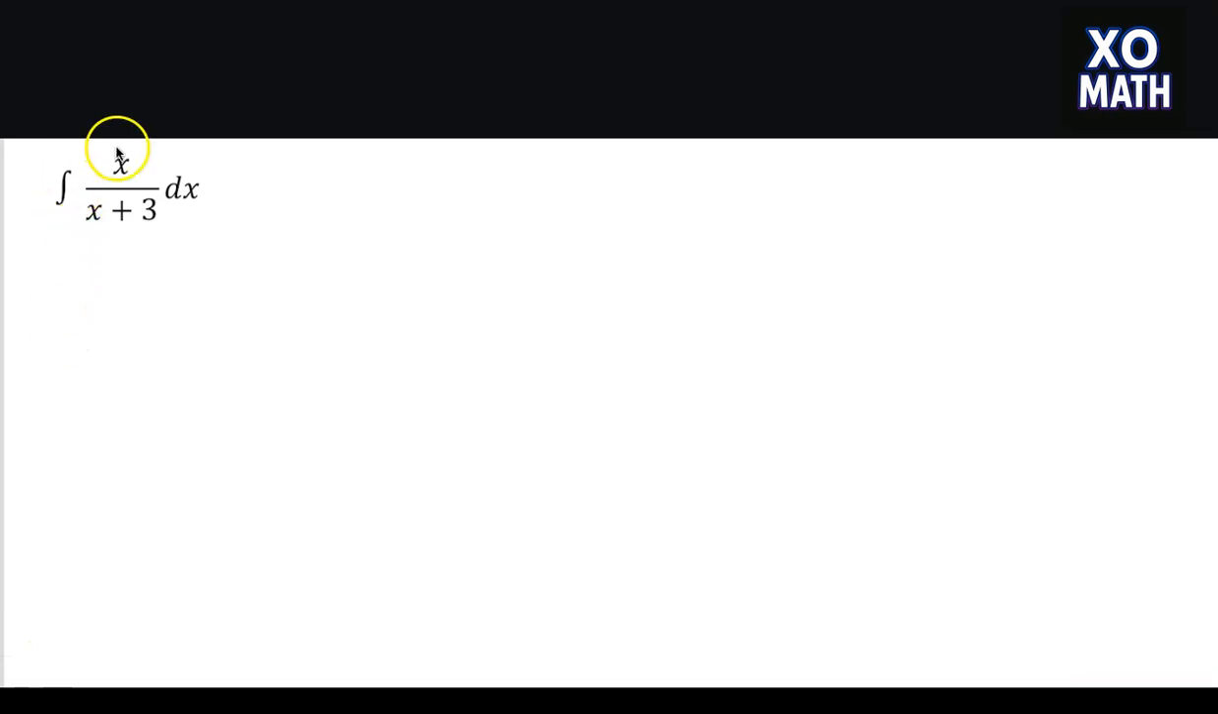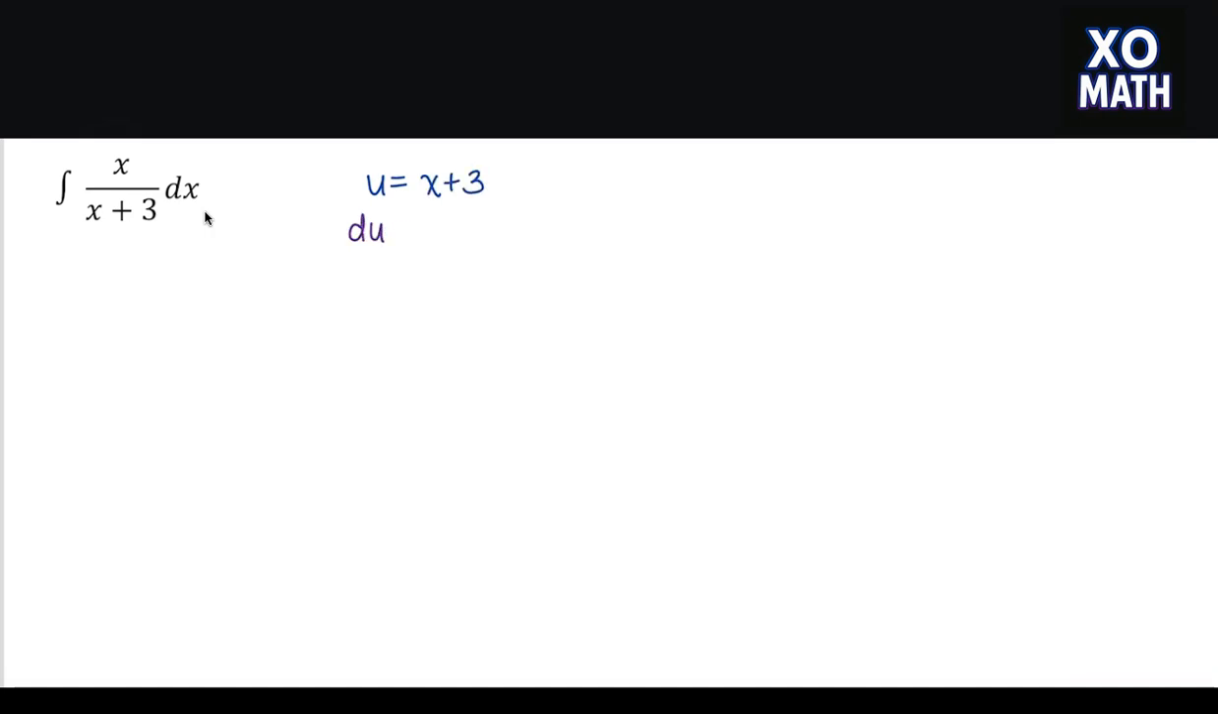Here we have the integral of x over the quantity x plus 3 dx. We're actually going to solve this problem in 3 different ways just to show some different methods. The first is going to be a substitution. So we're going to let u be x plus 3.